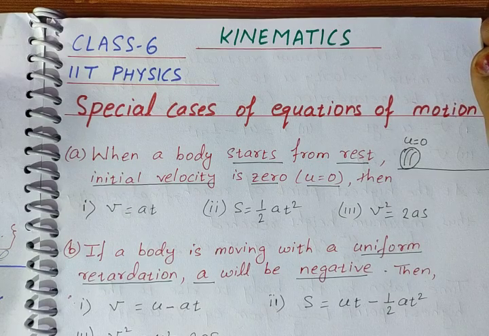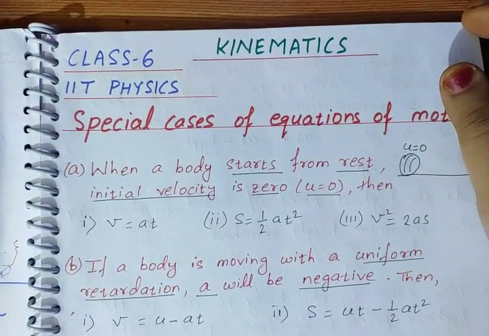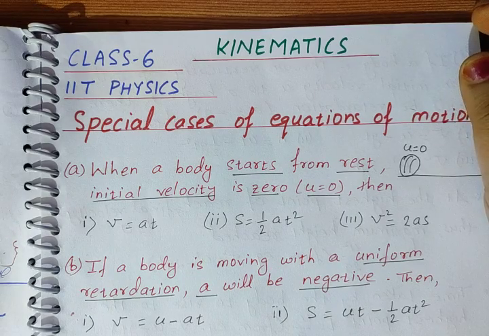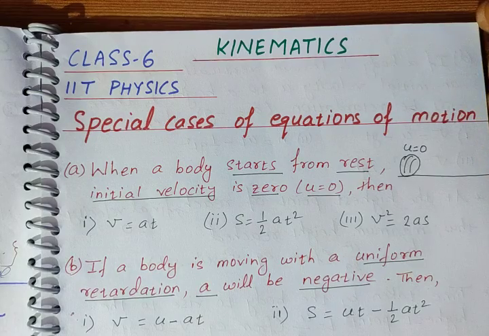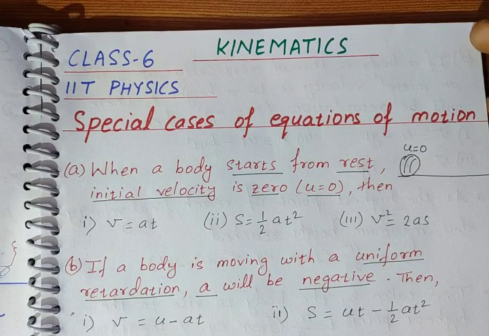Okay, so the three important equations of motion are, first is v is equal to u plus at, then second is s is equal to ut plus half at square, and third is v square minus u square equal to 2as. The three equations of motion. Clear?